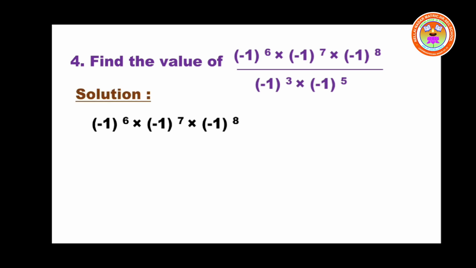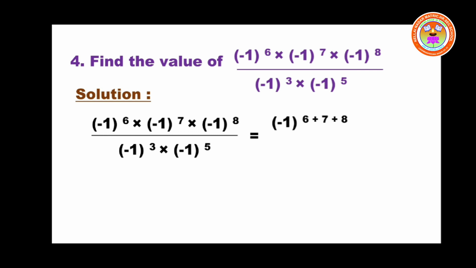Write the question as it is. Now take the numerator part. The bases are the same. You have minus 1 in the base. So in all the three terms, minus 1 is common, so you can add the powers. What do you have as the powers? 6, 7 and 8. So you can add 6 plus 7 plus 8. So minus 1 power 6 plus 7 plus 8 divided by, again the base is the same in the denominator part also.